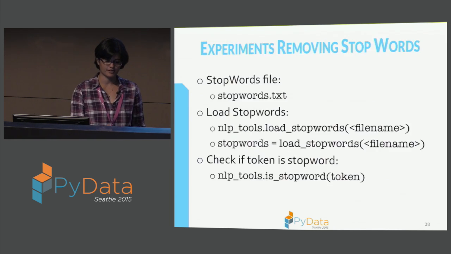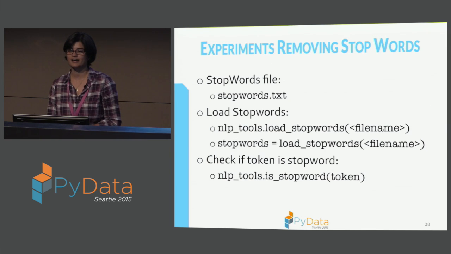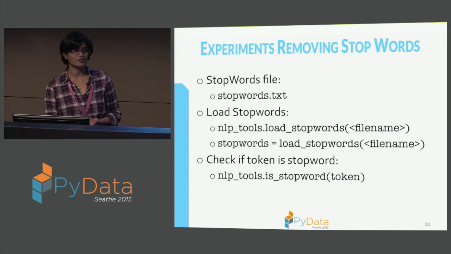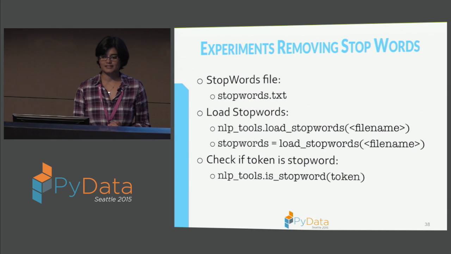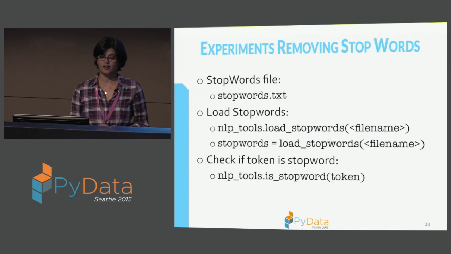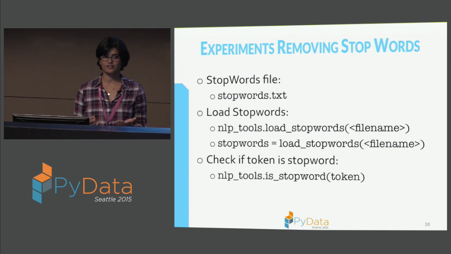All right. In this particular context, I have this file called stopwords.txt. All you have to do is, in your word count function, make sure that you check for stop words. If you have a token that is a stop word, throw it out. If it's not a stop word, then keep it in. So let's go back to the code.